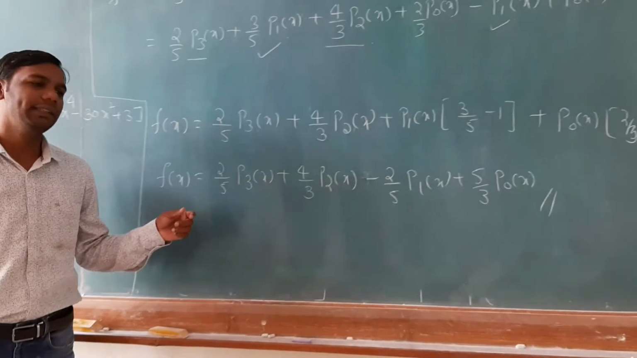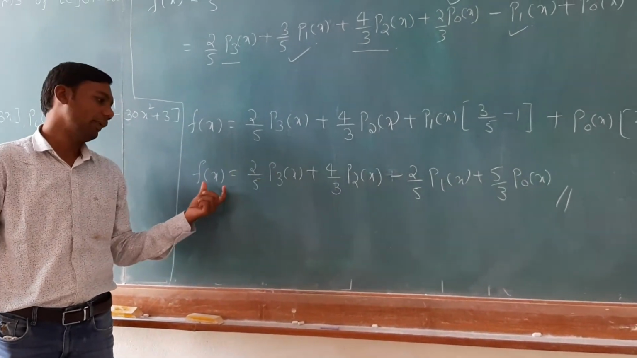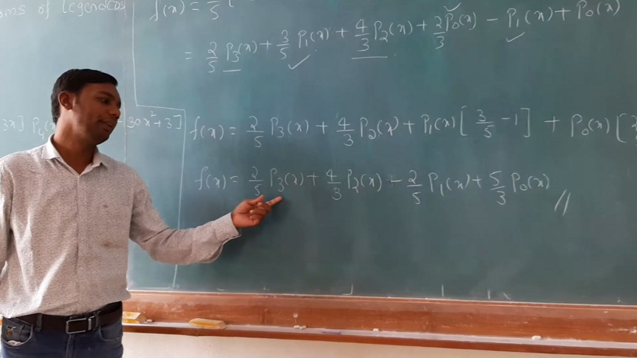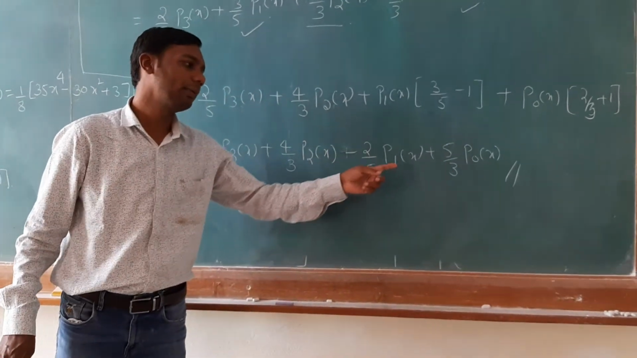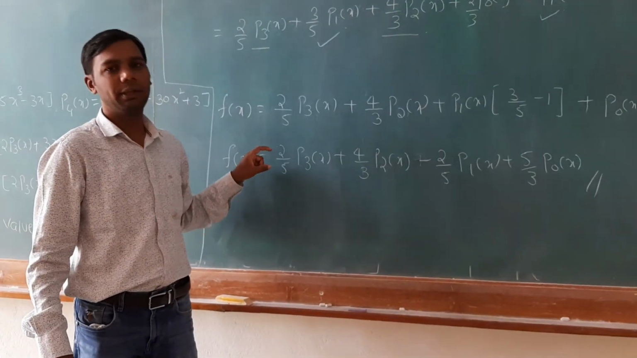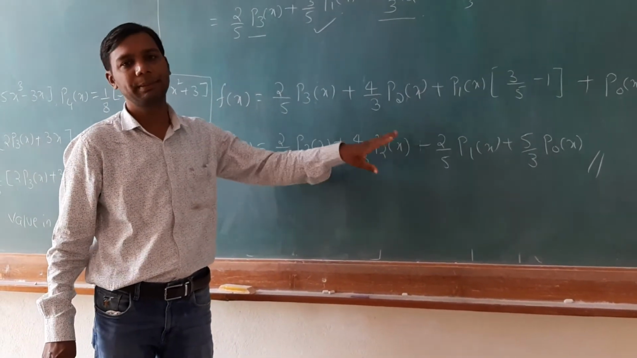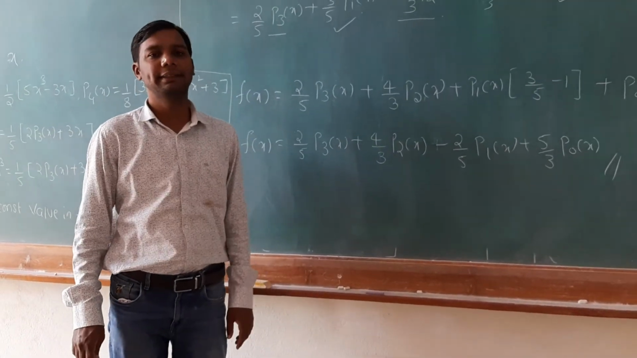So the given function is in terms of x, and we have written it in terms of P. That is, f of x is equal to 2 by 5 P3 of x plus 4 by 3 into P2 of x minus 2 by 5 into P1 of x plus 5 by 3 into P0 of x. So Legendre means expressing the given expression, which is in terms of x, in terms of P by using the formulas. This is a Legendre example.